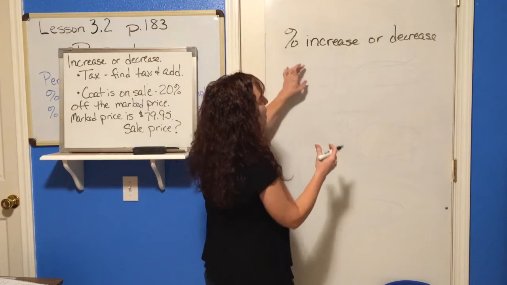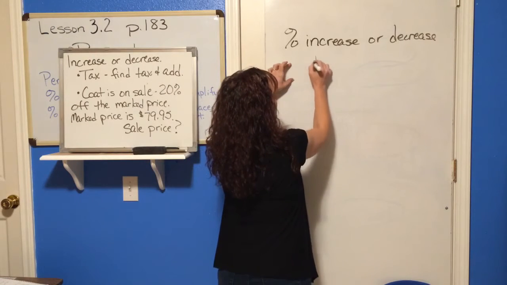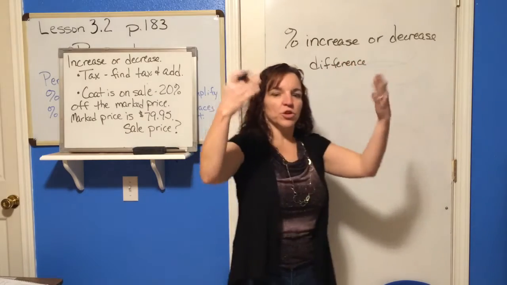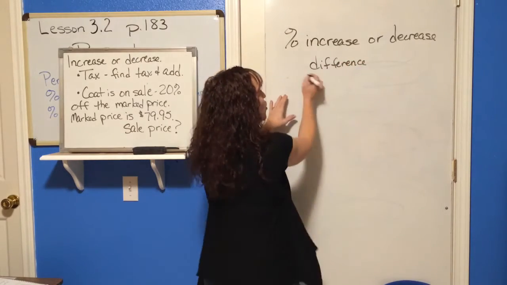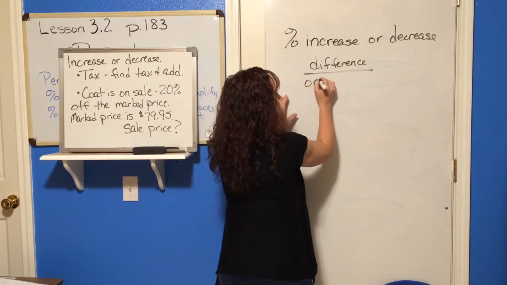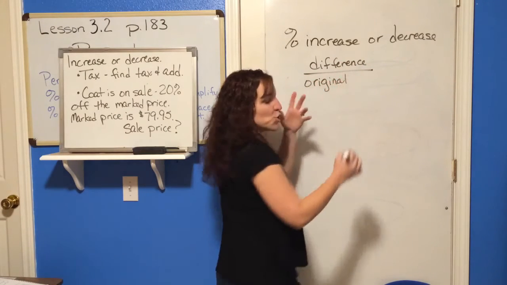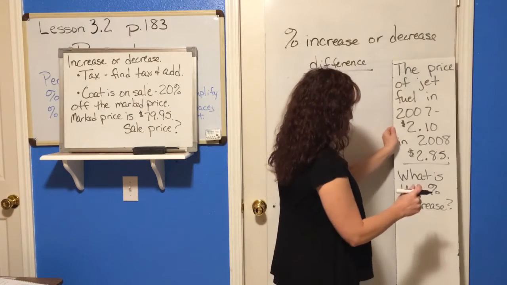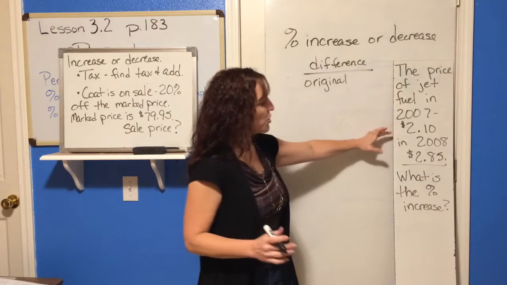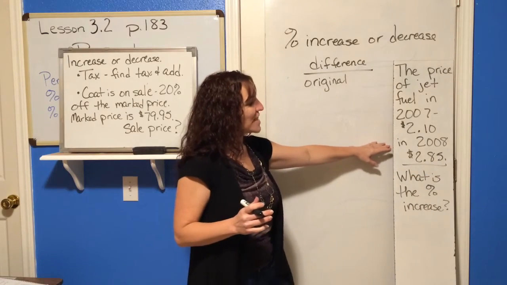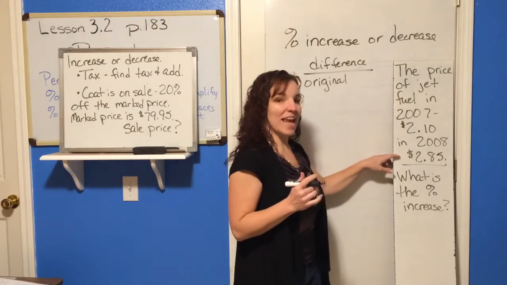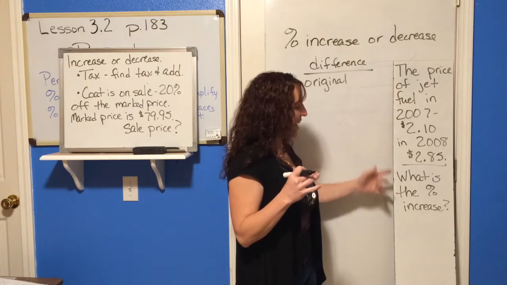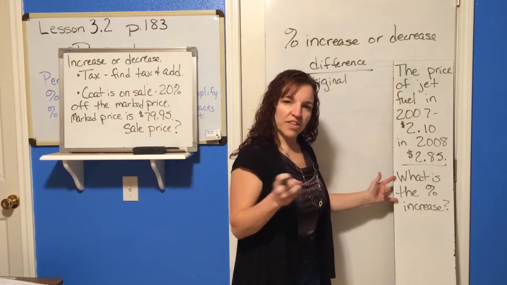what you've got to do is you've got to find the difference. The difference between the first price and the last price, and then you're going to divide that by the original. And let's do one so that I can show you what I mean. So the price of jet fuel in 2007 was $2.10. And then in 2008, the price jumped to $2.85. Well, I want to know, well, that's a significant increase, but what is the percent of the increase?